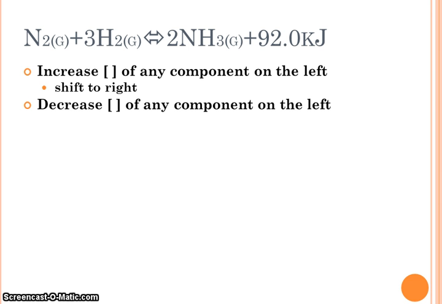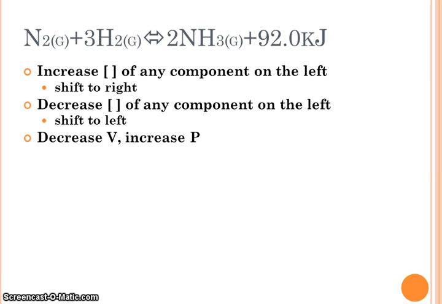If we were to decrease any of the components on the left-hand side of our reaction, if we were to somehow get rid of some nitrogen or hydrogen out of the container with a system at equilibrium, it's no longer at equilibrium, and in order to get to equilibrium, we would want to produce some of the nitrogen and hydrogen that we had eliminated. So our system's going to have to shift towards the left.